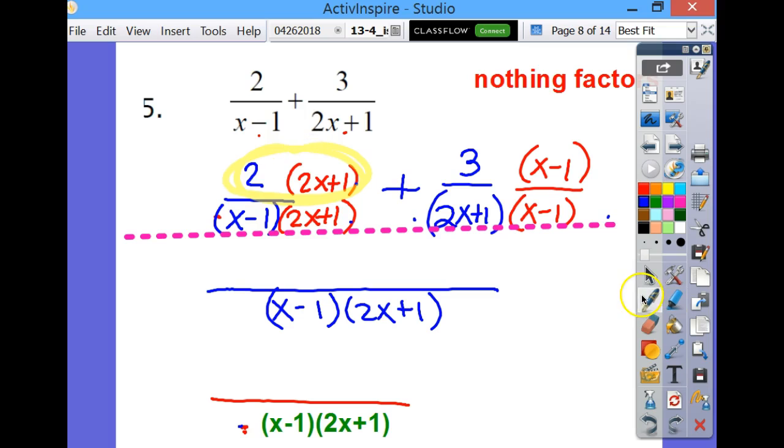That needs to get multiplied together. By the way, it helps it show up if you only use the red pen for these common denominator multipliers. 2 times 2 is 4x. 2 times 1 is 2. 3 times x is 3x. 3 times 1.